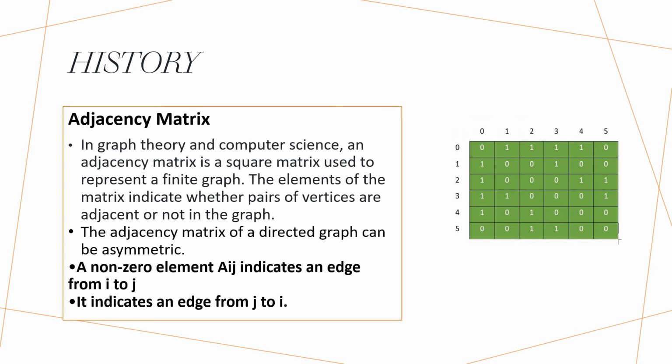Now we will talk about adjacency matrix. In graph theory and computer science, an adjacency matrix is a square matrix that is used to represent a finite graph. It indicates whether pairs of vertices are connected with edges or not, meaning they are adjacent or not in the graph. The adjacency matrix of a directed graph can be asymmetric. A non-zero element Aij indicates an edge from i to j, and Aji indicates an edge from j to i.